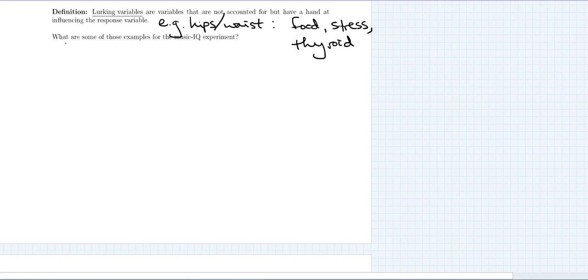Okay, so for the rest of this, you should take some time and think about what are some examples of lurking variables, or variables that are not accounted for when plotting the data or collecting the data. And, do this for the music IQ experiment that we talked about earlier, okay?